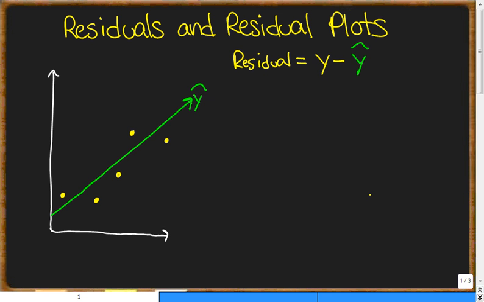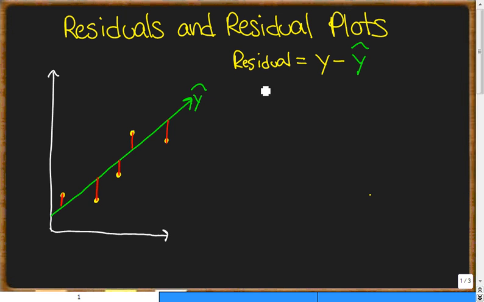Now, what it looks like on the graph is this distance here. So any point that's above the line, obviously the actual value will be greater than the prediction, so we're going to get a positive number. Any number below, we'll get a negative number. And so these are our residuals. We can actually go through and plot these, and it tells us a lot about our data generally.